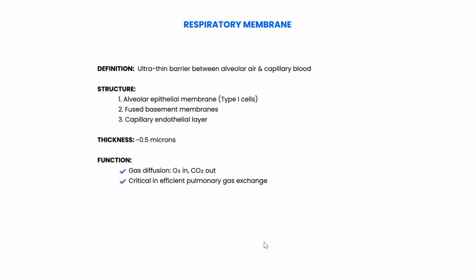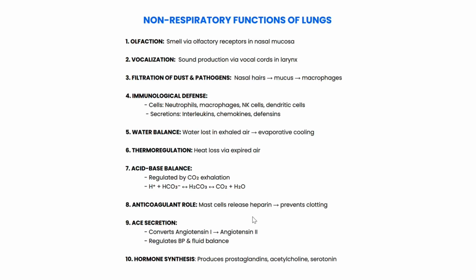The respiratory membrane is one of the thinnest yet most important barriers in your body. It's just 0.5 microns thick, but it's where the entire gas exchange happens. It consists of three layers: first, the alveolar wall, second, a fused basement membrane, third, the capillary endothelium. This allows oxygen to diffuse into blood and carbon dioxide to move out in a fraction of a second.